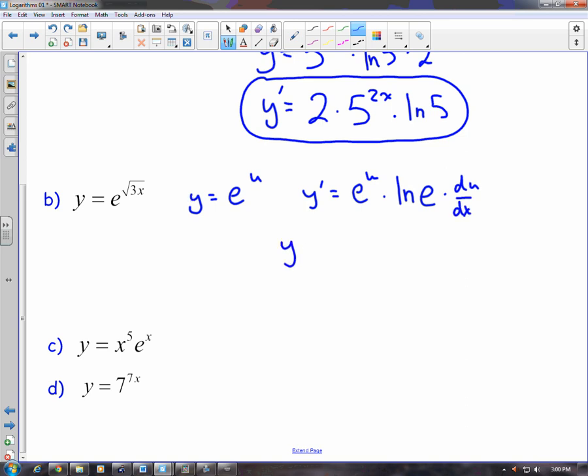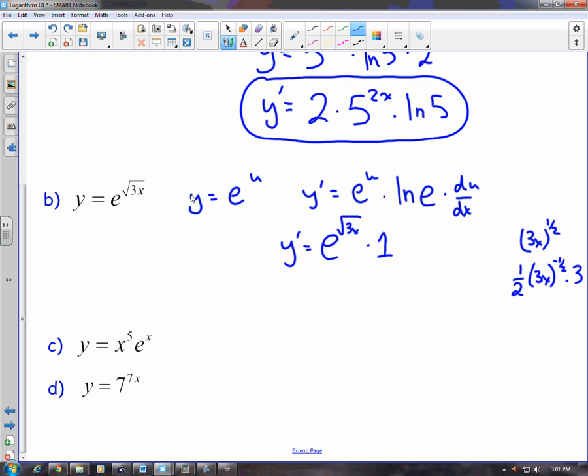And so now let's piece those together. What is e to the u? It starts with e to the root of 3x. What's the natural log of e? 1. Multiply that by du dx. So what's the derivative of the root of 3x? Here you kind of have to work off to the side a little bit. Think to yourself, okay, root of 3x is 3x to the 1/2. And so the derivative of that is going to be 1/2 times 3x to the negative 1/2. And don't forget to multiply by the 3 inside.